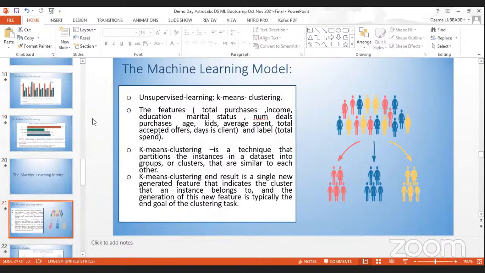Now, the machine learning model that I use is k-means clustering. These are the features, let's say the characteristics, that I use to analyze the data and compare them against the label, which is the total spend. Okay.